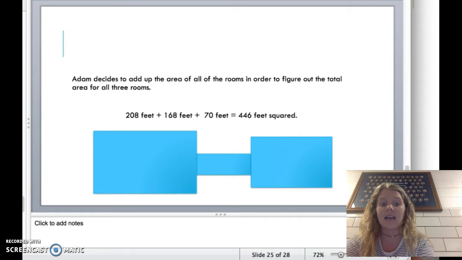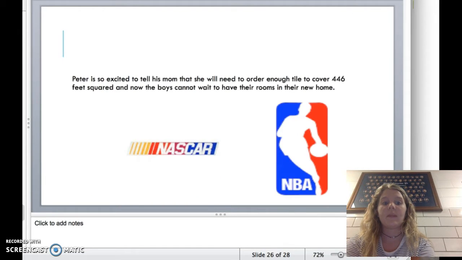Adam decides to add up all the rooms in order to figure out the total area of the rooms. Peter is so excited to tell his mom that he will need to order 446 feet squared, and now the boys cannot wait to go to their new homes and new rooms.